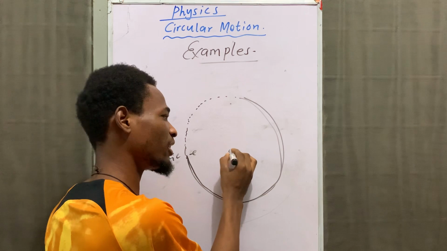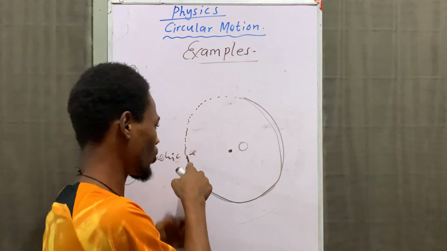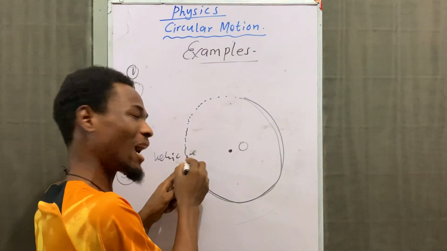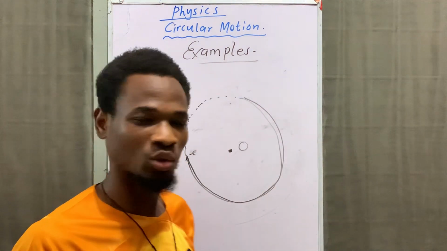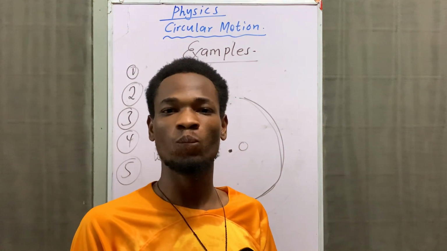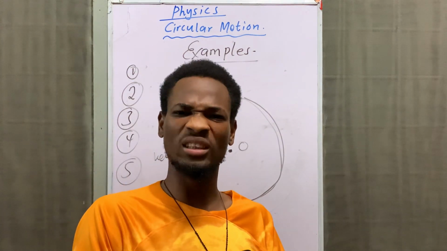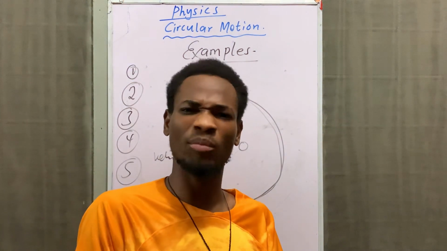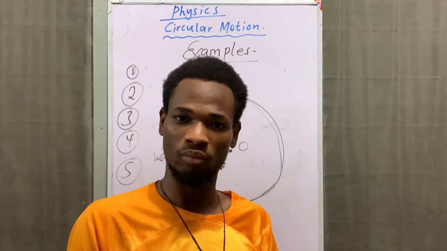Then clearly here becomes your center O. So by so doing, you realize that the car as a whole is performing a circular motion. So take note, circular motion is not only affiliated to a complete circle, but it could be even an arc, the shape of an ellipse or a circle as a whole.